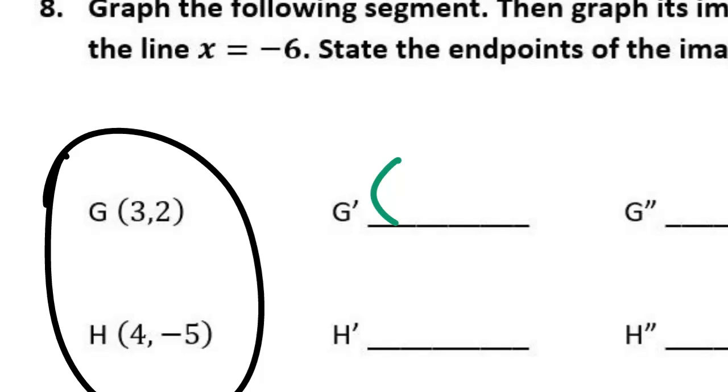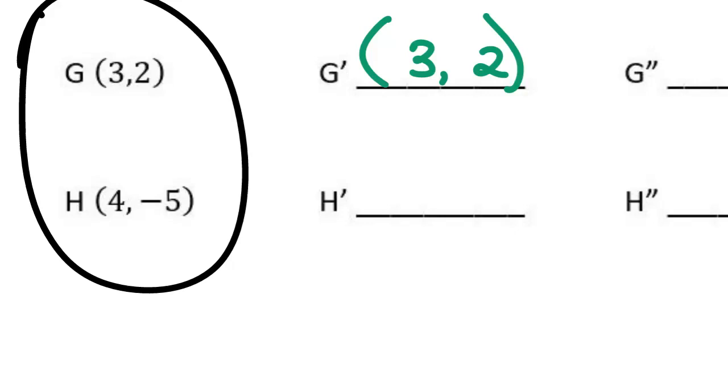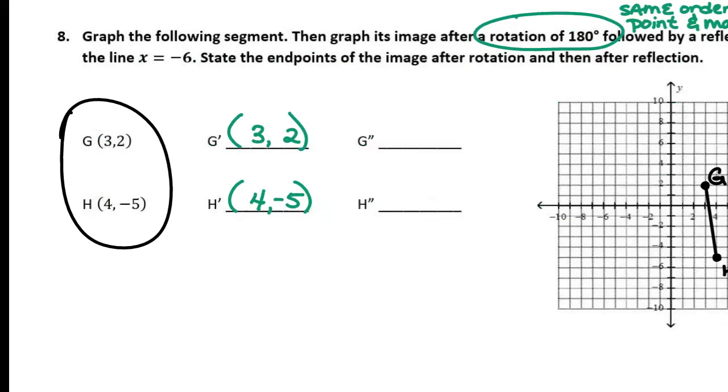So I know for G prime, the 3 is still going to come first. The 2 is going to come second. I don't know whether they're positive or negative yet, though. And for H prime, the 4 is going to come first. And the -5 is going to come second. But I don't know if they're going to keep those signs.